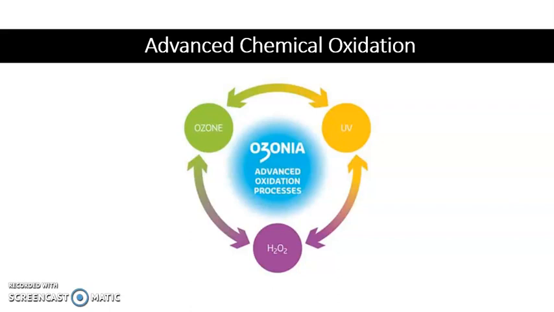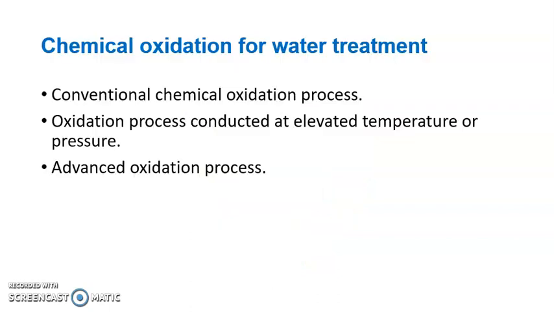In this lecture, we are going to learn about advanced chemical oxidation. You learned about oxidation in different types of water treatment processes in environmental system engineering. The examples were oxidation of iron and manganese for removal from groundwater.